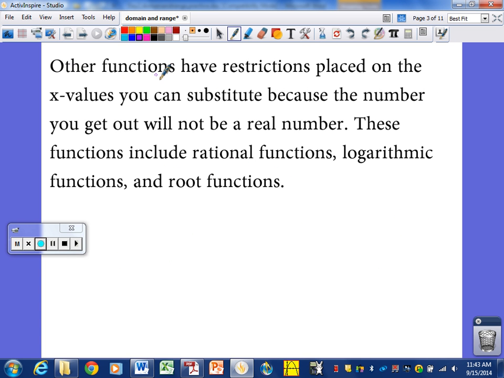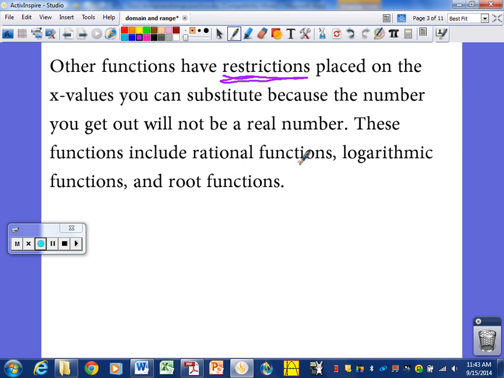Okay, other functions have restrictions, and that's what we're trying to find: where are the restrictions, if any, placed on the x values you can plug in. Because what you get out won't be a real number. Like I said, you plug in dog, you get out chicken, that's not okay.